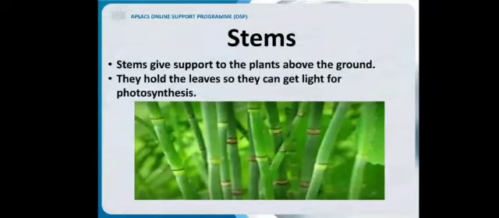Moving forward, the next organ is stems. Stems give support to the plants above the ground. They hold the leaves so they can get light for photosynthesis. This is the picture of the stem. A stem is above the ground, and of course it helps the plant leaves to bind with the plant.